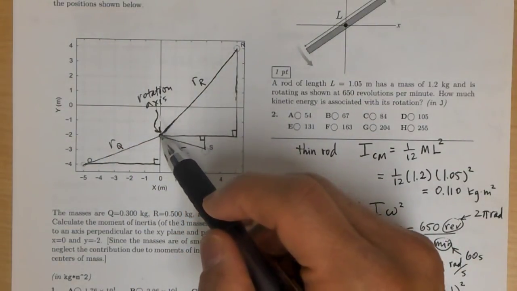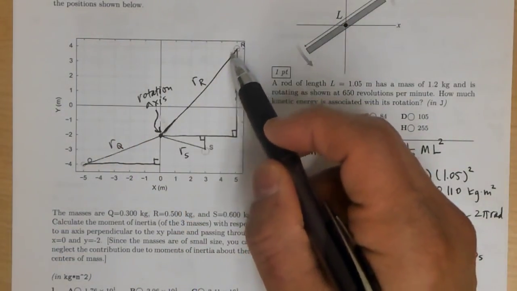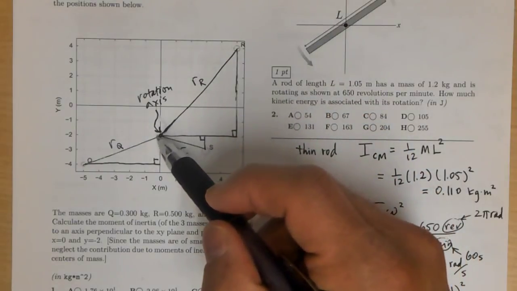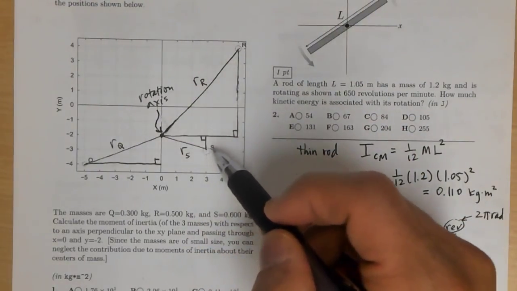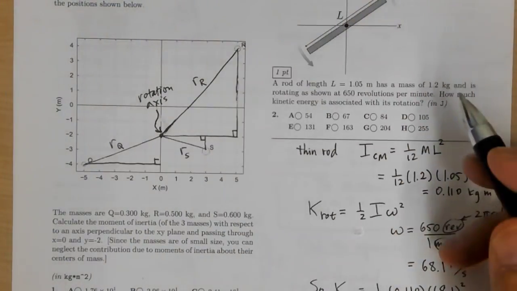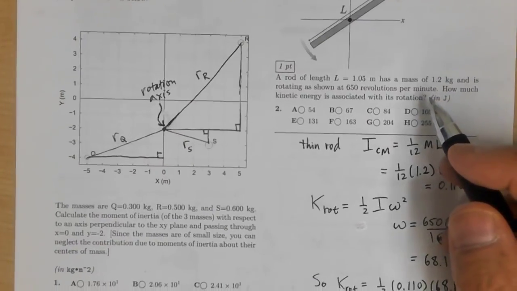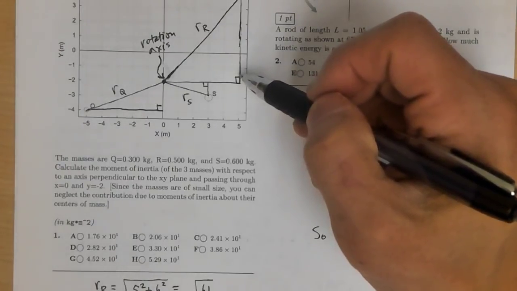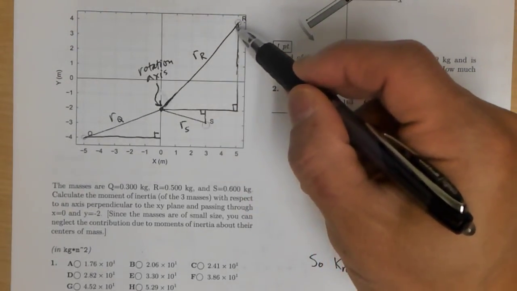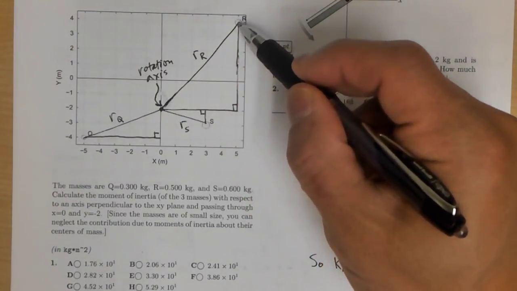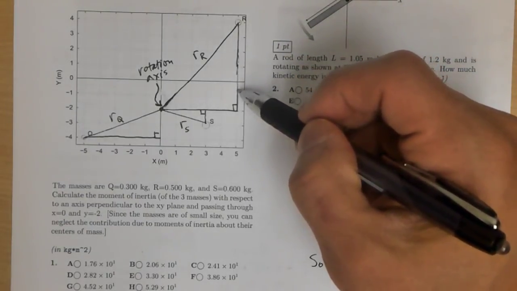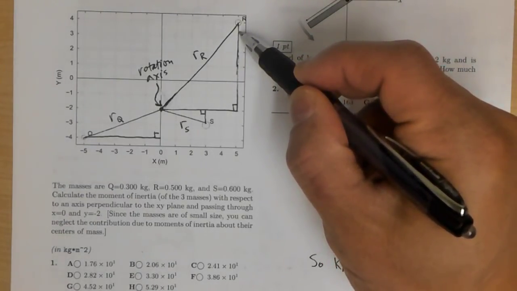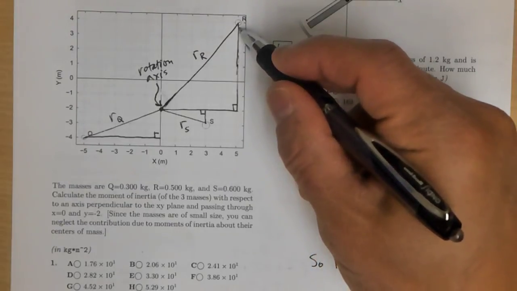So we need the distances of these particles from this rotation axis. I need this distance, I need this distance, and I need this distance. Okay, so I can get these distances by reading off the number of blocks I have here. So for R, this point R here, I have 1, 2, 3, 4, 5, 6. 6 blocks here.